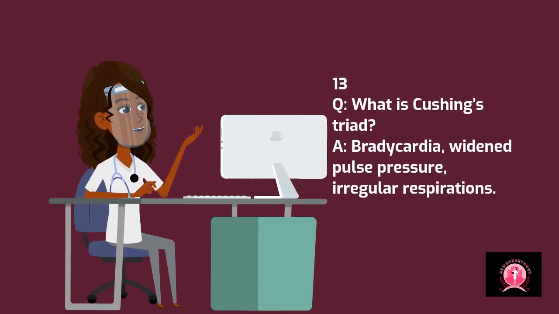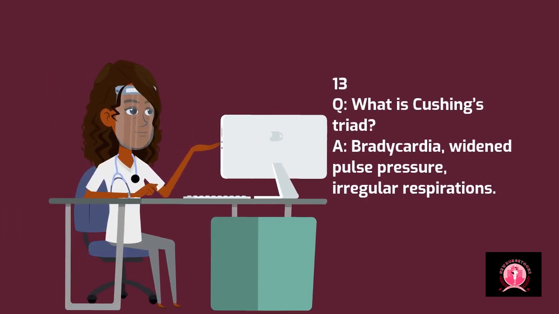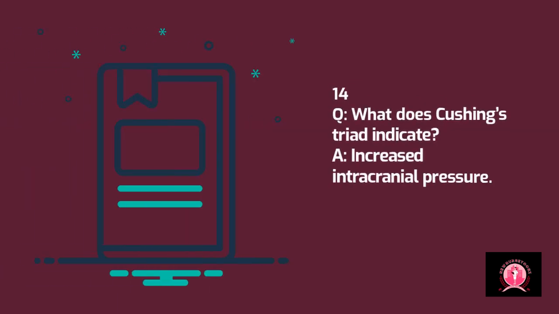13Q. What is Cushing's triad? A. Bradycardia, widened pulse pressure, irregular respirations. 14Q. What does Cushing's triad indicate? A. Increased intracranial pressure.